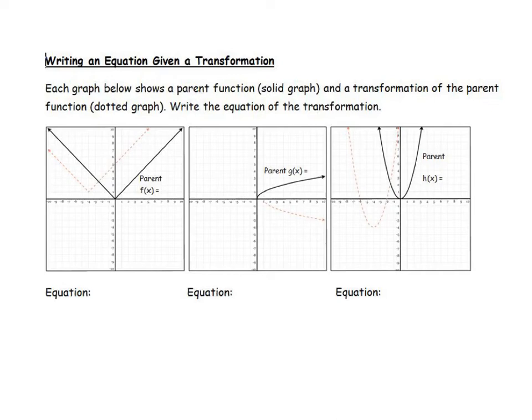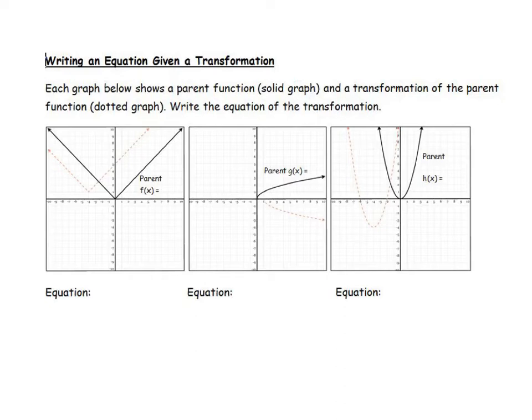Today we're going to talk about how to write an equation if we are given a transformation. So that means that we could be given the graph, or we could be given in words or in writing what the transformation is. So to start, we're just going to look at a couple examples of graphs.